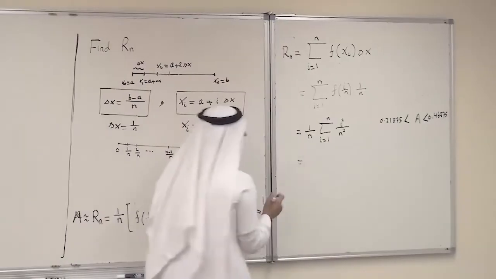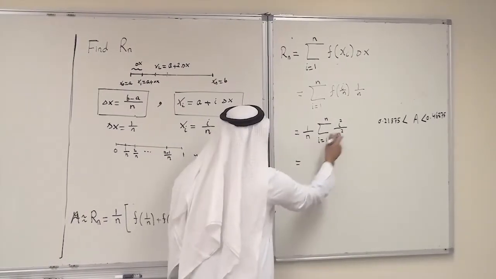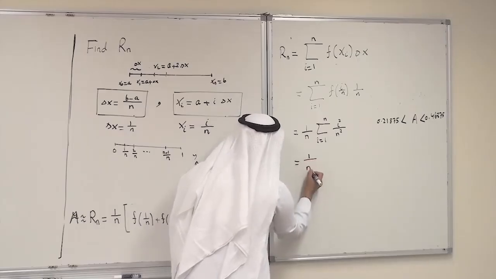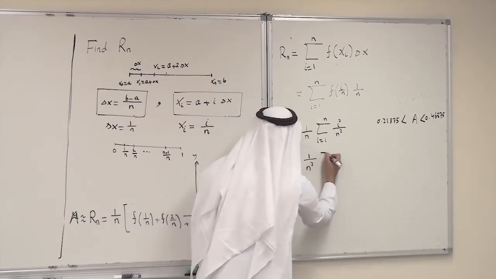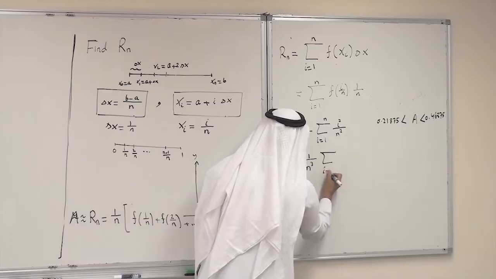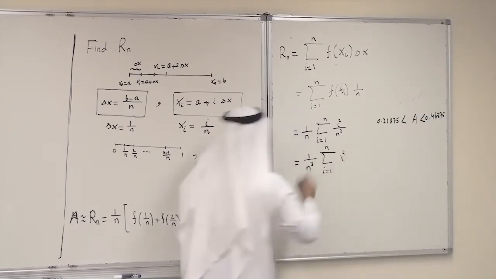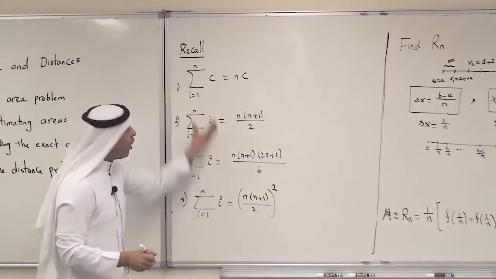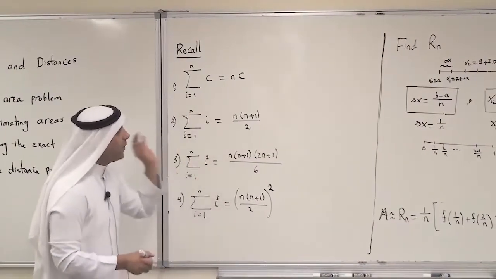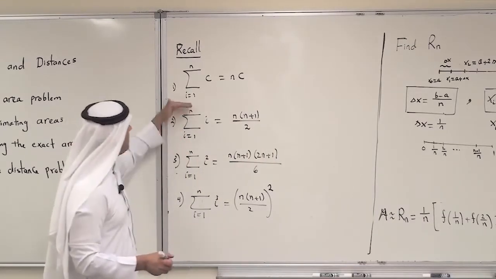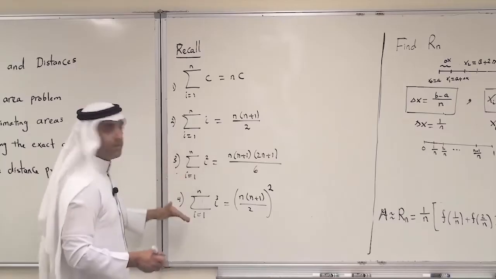Now, again, n squared has nothing to do with i. I can take it out. So this is 1 over n cubed multiplied by the summation of i equals 1 up to n of i squared. Now comes the beauty of these formulas we have here. That's why, if we need to succeed in evaluating the exact area for some specific functions, these formulas will be of great help. Okay?